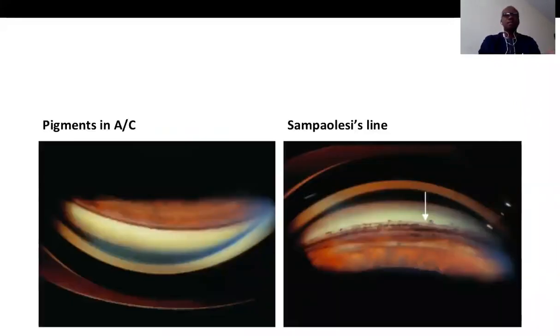In pseudo-exfoliation glaucoma, a patient may have pigment, as seen here. But as shown in the second picture, the pigmentation is usually not dense. It's not as homogeneous as we see in pigmentary glaucomas. And then they may also have Sampaolesi's line, which is an anterior deposition of pigment, a line of pigment deposit anterior to the Schwalbe line.